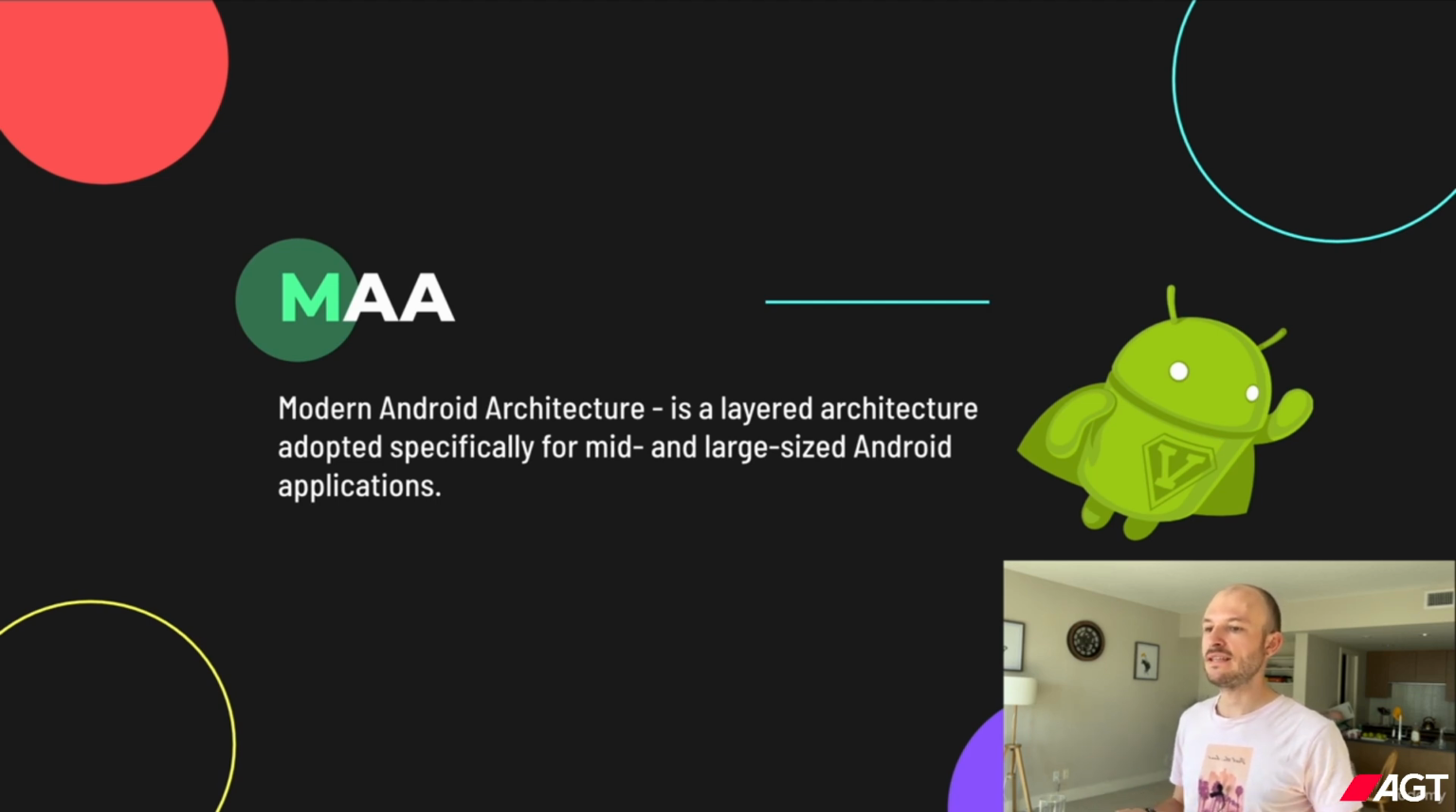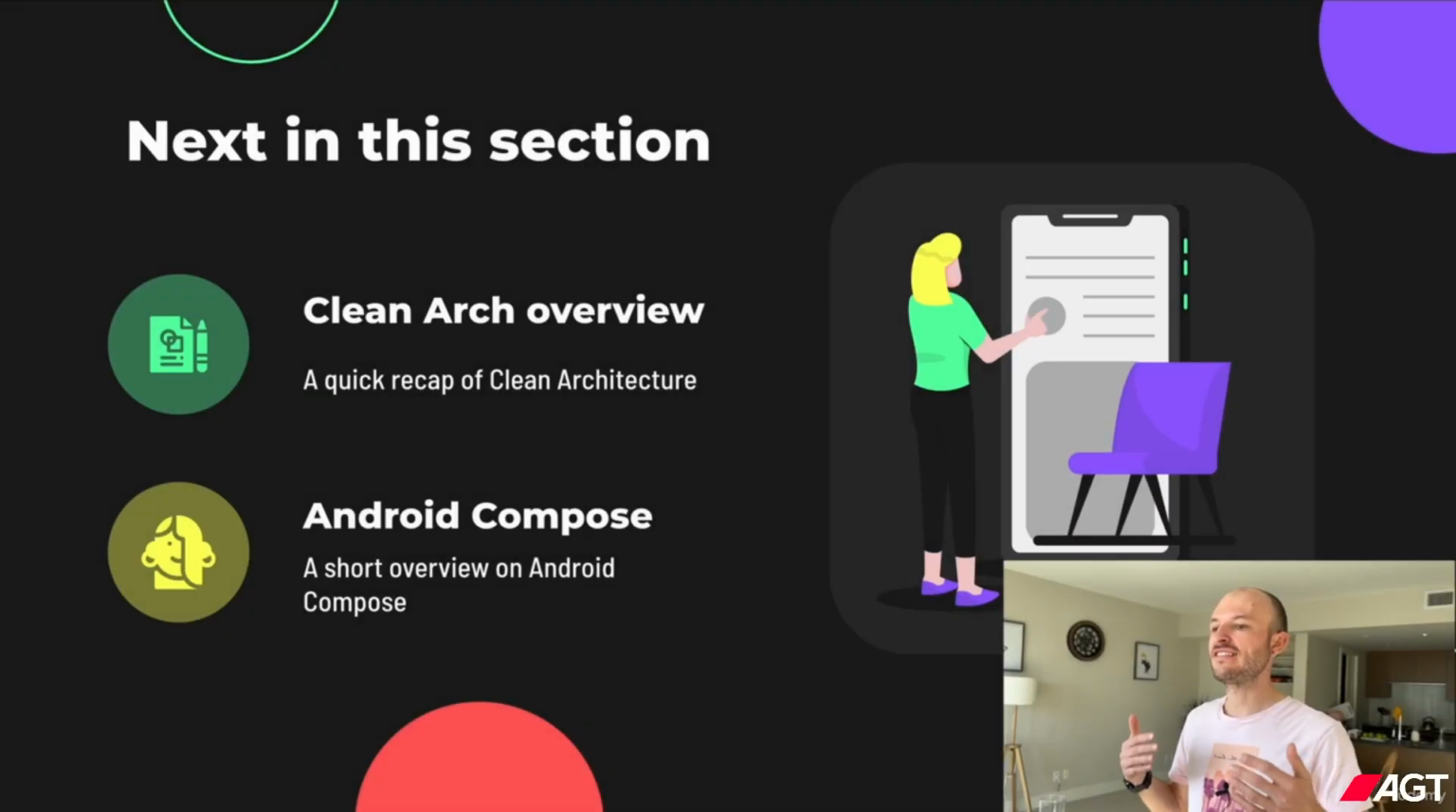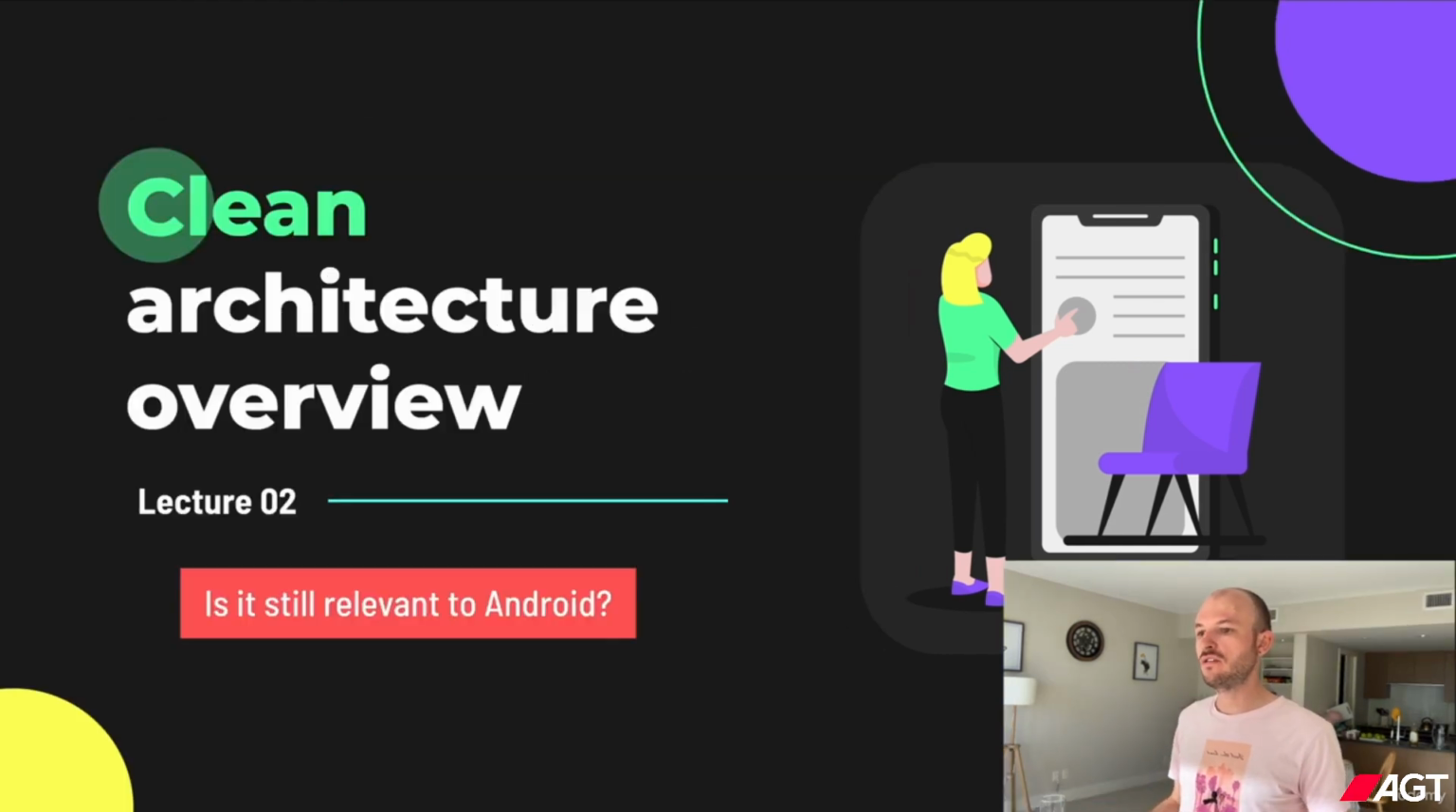The important thing is I don't want to think of this course as a final point of Android architectural evolution. I encourage you to develop applications and get real-world experience. Implement, change, refactor, observe and learn. I hope this course will help you to find your Android architectural style. Next in this section, we'll do a quick recap of Android architecture in Android and a short overview of Android Compose.